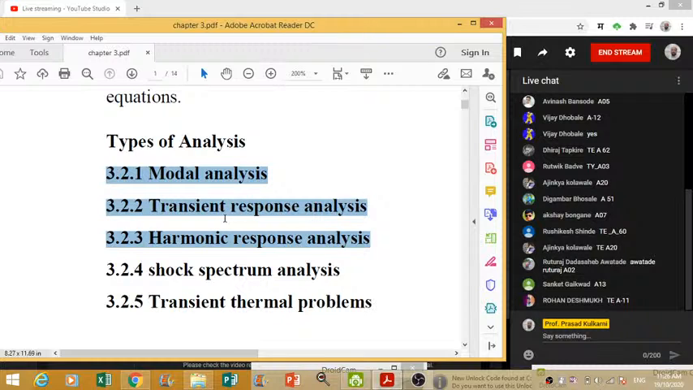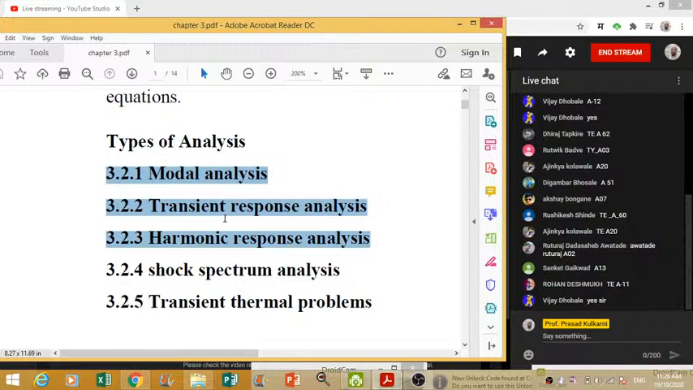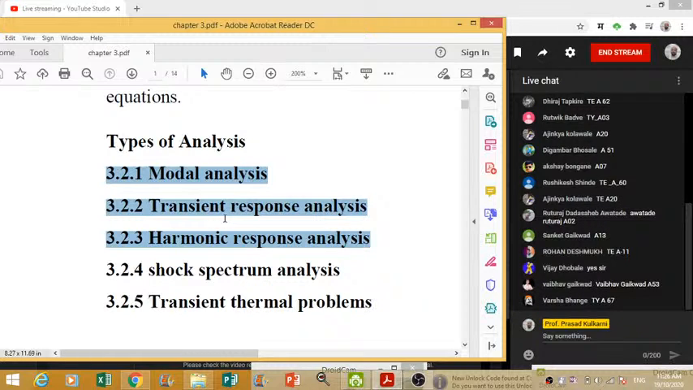So modal type of analysis is specially used for finding out the natural frequency of the component. So the very first thing: why are we interested in knowing the natural frequency of the component? Obviously the natural frequency must be high in order to avoid resonance of the component.